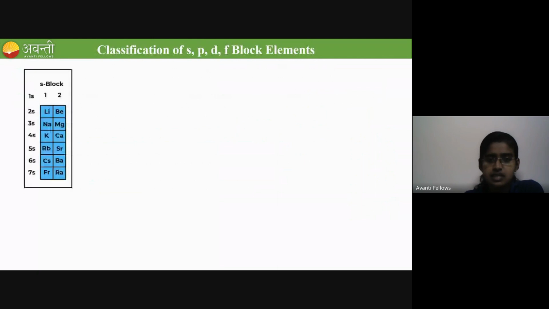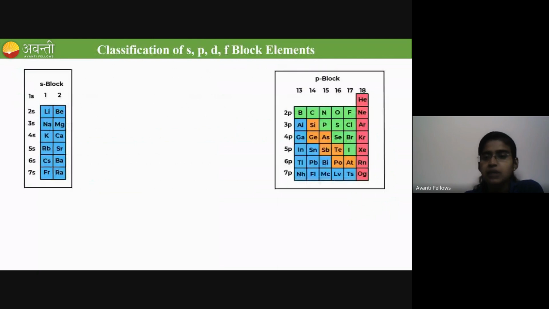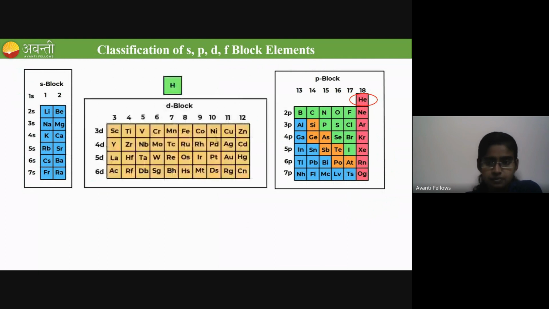In P block, we have an exception, and that is helium. Helium is actually not a P block element. The last electron enters into S orbital, but since it is behaving like an 18th group element, which are noble gases, we are placing helium there. And coming to D block, it consists of group 3 till 12, and hydrogen is also kept above that. There is no position for hydrogen now in the modern periodic table. That's why it is placed separately.